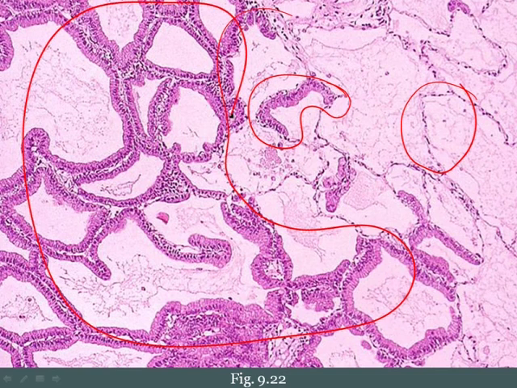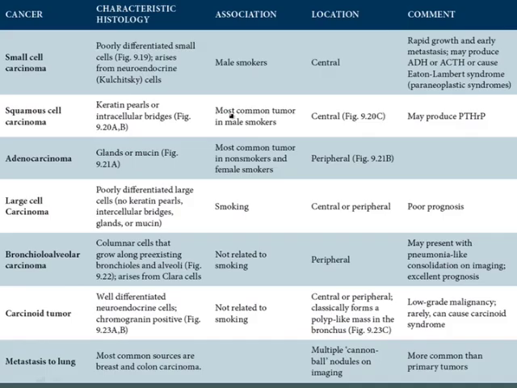And so this basically represents bronchiolo-alveolar carcinoma. Again, it classically presents with pneumonia-like consolidation on imaging and has an excellent prognosis. Another special subtype of lung cancer to be aware of is called a carcinoid tumor. This is a tumor of well-differentiated neuroendocrine cells. Very important for purposes of board examination.